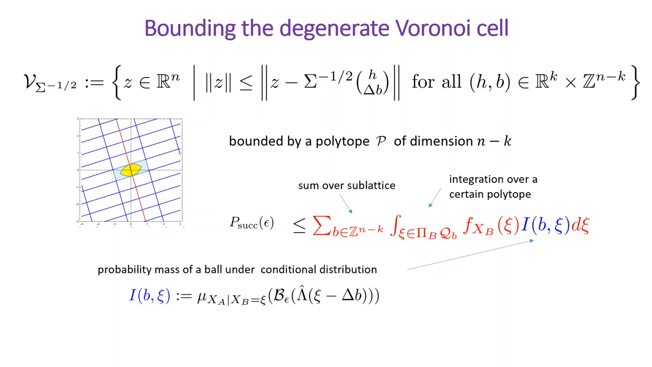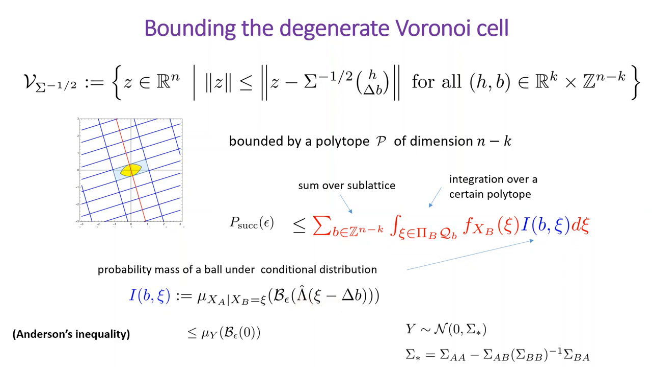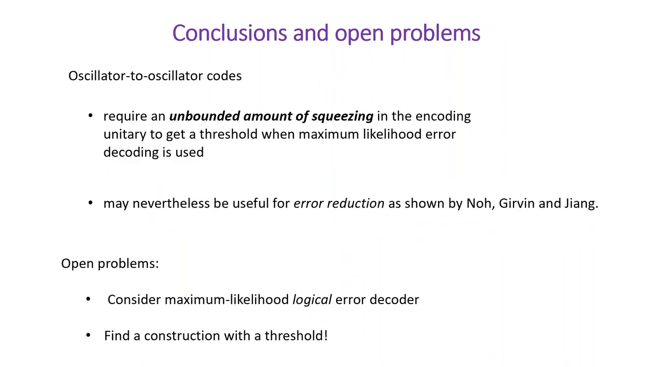What we are integrating are volumes under some conditional distributions of balls with different centers. Anderson's inequality for Gaussian distributions states that this volume is maximized if the ball is at the origin and the distribution is centered. The claim then follows from the fact that we know the covariance matrix of these conditional distributions. In summary, we have shown that, while useful for noise reduction, oscillator-to-oscillator codes do not have a threshold unless you allow for unbounded squeezing.